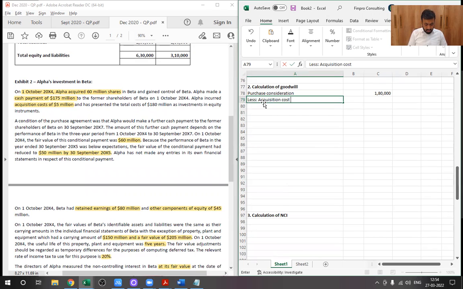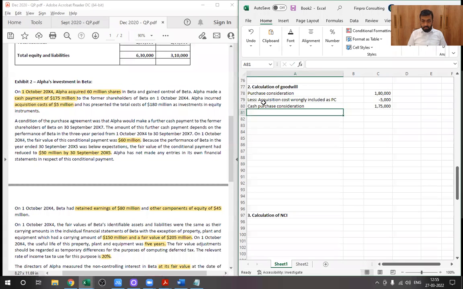Acquisition cost wrongly included as purchase consideration. That 5,000 you will have to reduce, negative 5,000. Okay, you will have to reduce that purchase consideration. So accordingly, your cash purchase consideration will be 1,75,000.